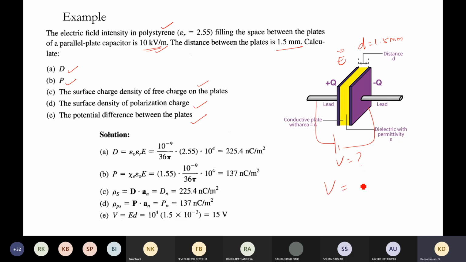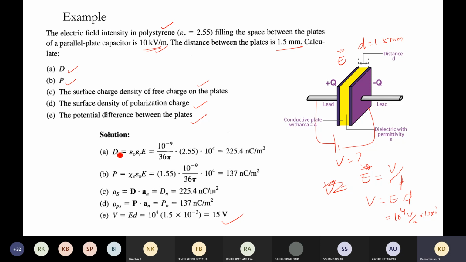We have to calculate this total voltage. We already know that the electric field is nothing but V by D, so you can easily calculate V as the electric field times D. The electric field is known, which is 10 power 4 volt per meter, into 1.5 millimeter, into 10 power minus 3. When you multiply that, you will get 15 volt.